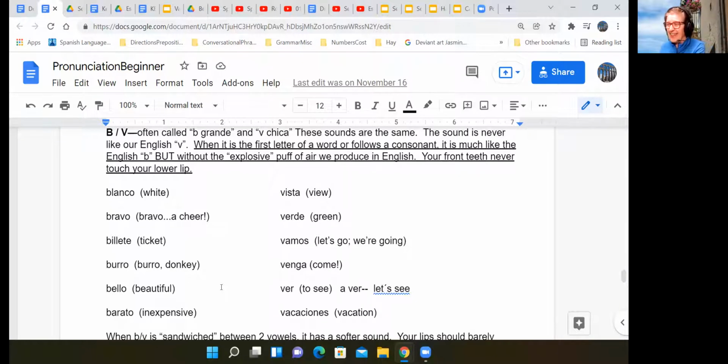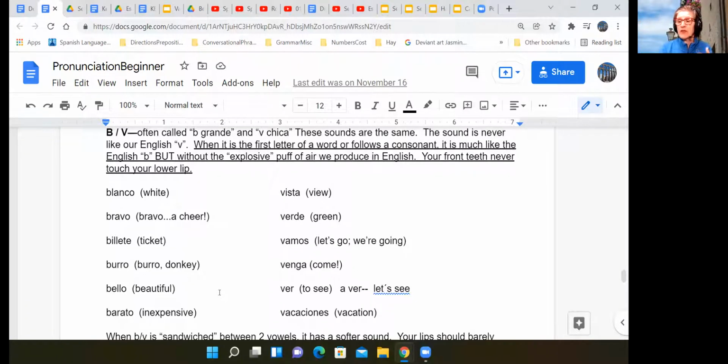I'm not going to ask you to do that, but just to give you an idea of how soft that B is when it comes between two vowels, okay? But the be grande and the be chica, those two letters make the same sound. So little kids who are in school in Mexico, when they take their spelling tests, as our little kids take their spelling tests, this is one of the letters they get wrong sometimes, because the be and the be sound exactly alike. Okay, they make the same sound.